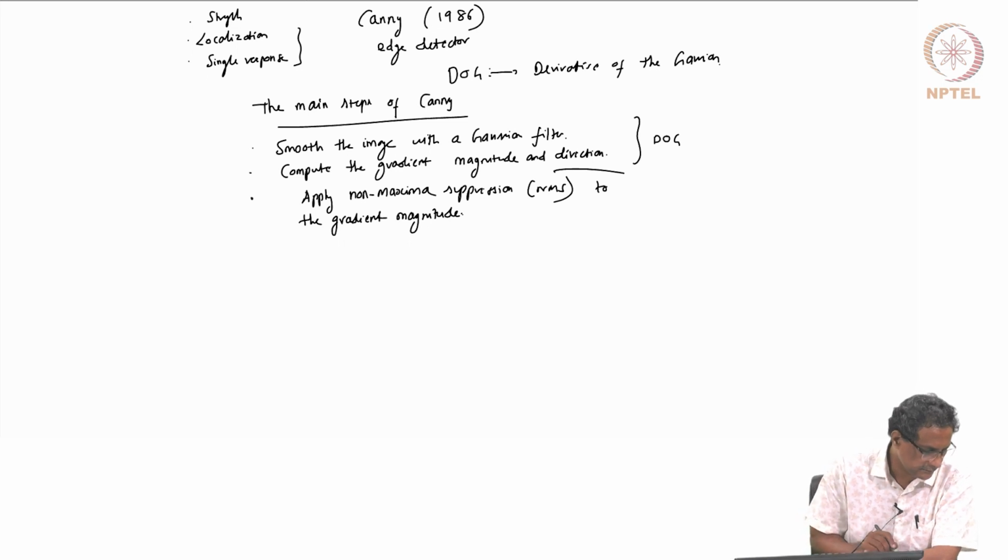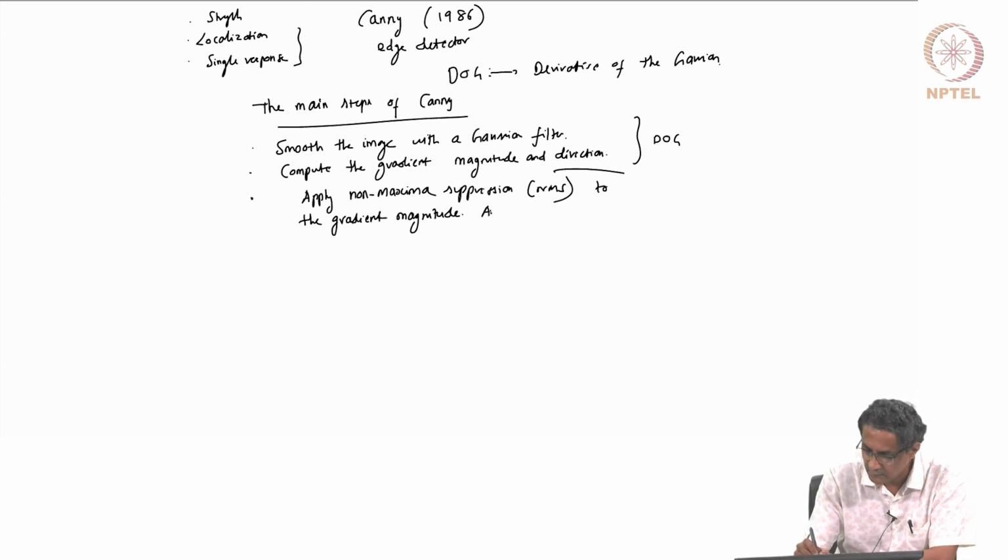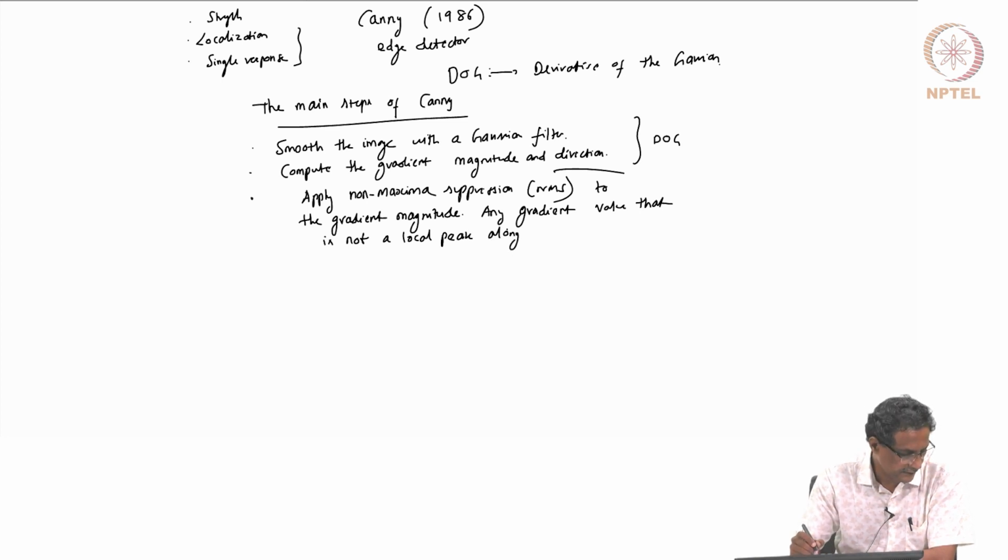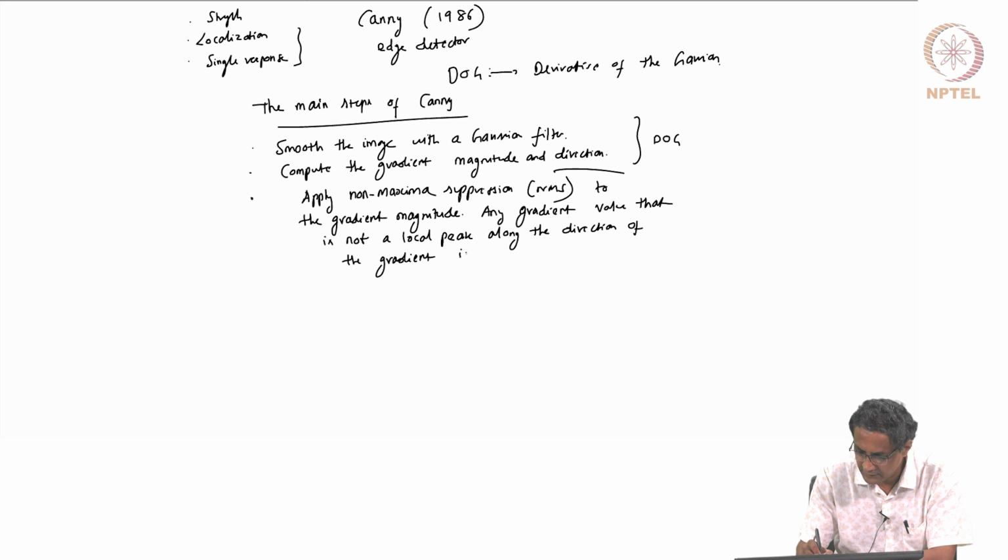Any gradient value, okay. This is like a succinct summary of the Canny edge detector: any gradient value that is not a local peak along the direction of the gradient is set to 0. Again, this is important, along the direction of the gradient.